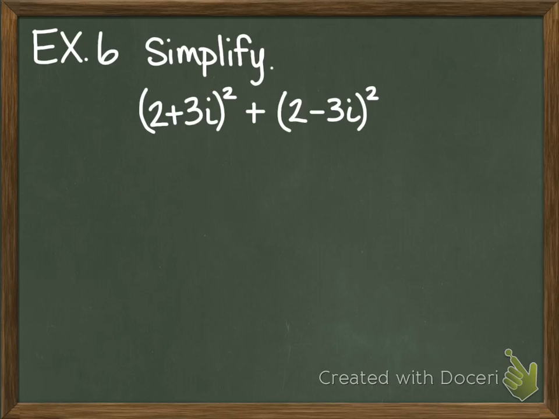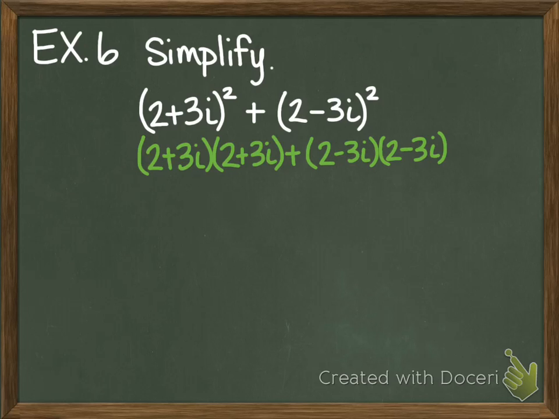Okay, number 6, we have a binomial squared plus another binomial squared. So I'm going to rewrite those as 2 plus 3i times 2 plus 3i, plus 2 minus 3i times 2 minus 3i. So I'm going to FOIL the first two together. First, 2 times 2 is 4. Outside, 2 times 3i is 6i. Inside, 3i times 2 is 6i. And last, 3i times 3i is 9i squared.